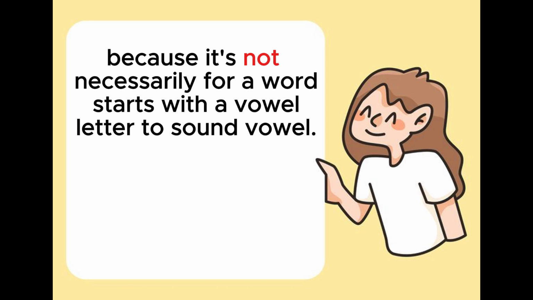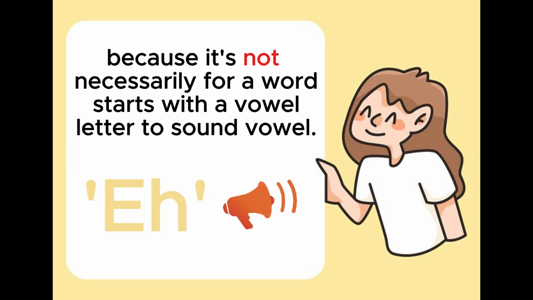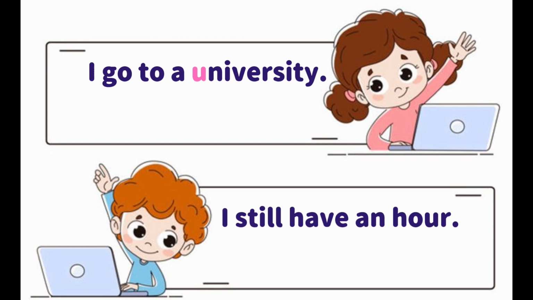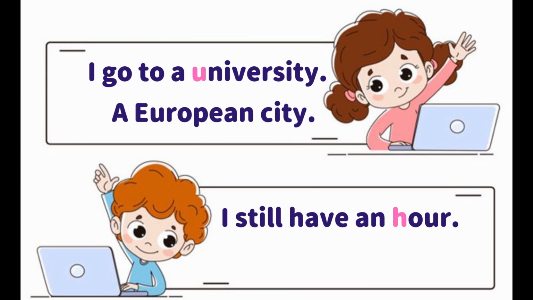We rely on the sound, because it's not necessarily for a word that starts with a vowel letter to sound like a vowel sound. For instance, I go to a university. University here starts with a vowel letter, but the word itself begins with a yo sound, not a vowel sound. A university. I still have an hour. H here is silent, so the first sound in the word is a vowel. So we use an. A European city. An FBI agent. FBI starts with a consonant letter, but the sound itself is not a consonant. It's a vowel sound, so we use an in this situation.